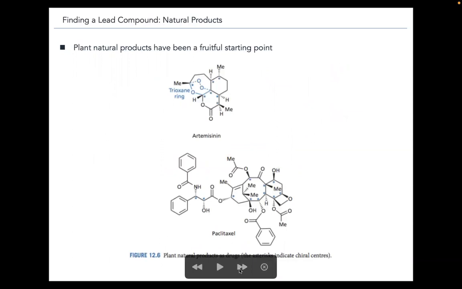Right, so finding the lead compound. Natural products are really, really great locations. They have a plus side and a minus side. The plus side being that they're usually pretty good at what they do. The minus side, or the more challenging side, is that functionalization of them is not particularly easy. But if they do well on their own, we come up with good ways to go ahead and modify their structures.